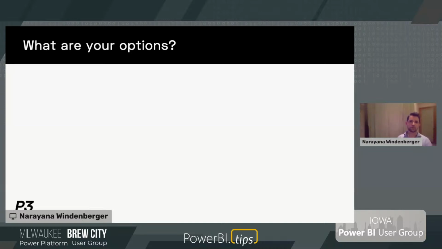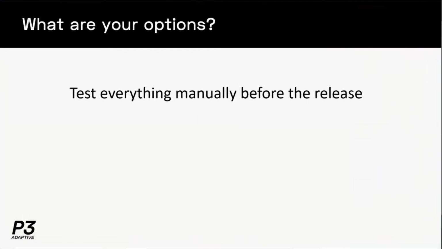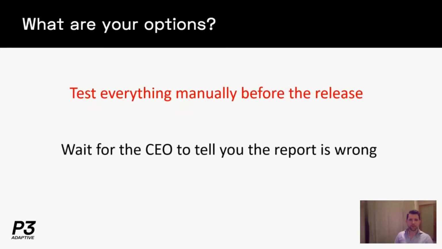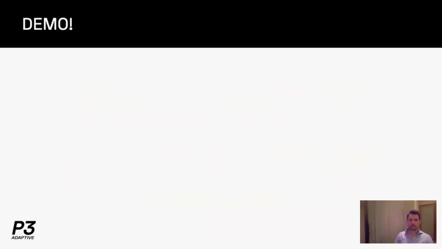So what are your options? Well, number one, you can test everything manually before you do a release of a new Power BI report, or when you release a new version of it. But that's no good. I mean, you don't want to prematurely age, obviously. You can wait for your CEO to tell you your report is wrong, which goes without saying is probably not going to be the best idea. Or you can automate your tests. So that's what we're going to focus on. Let's jump right into a demo.